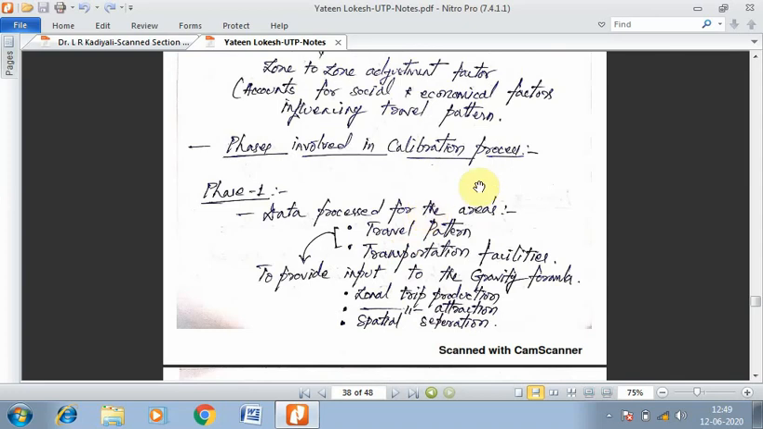The first phase includes various steps, which actually begins with the data processed for the areas, which is basically in terms of travel pattern and then the transportation facilities. Now you would be collecting these travel pattern and transportation facilities existing in the region to provide certain input to the gravity formula. Now these inputs might be in the form of zonal trip production, zonal trip attraction, and then spatial separation.